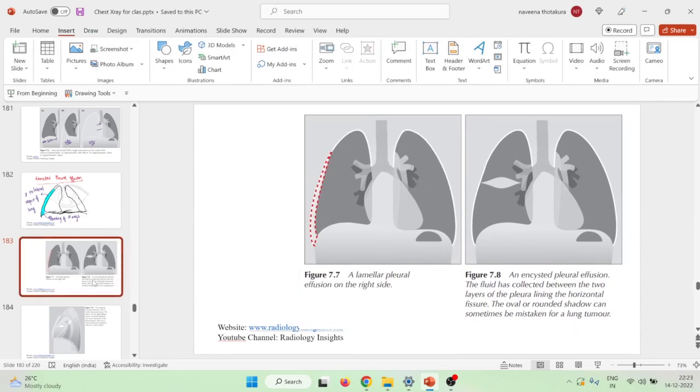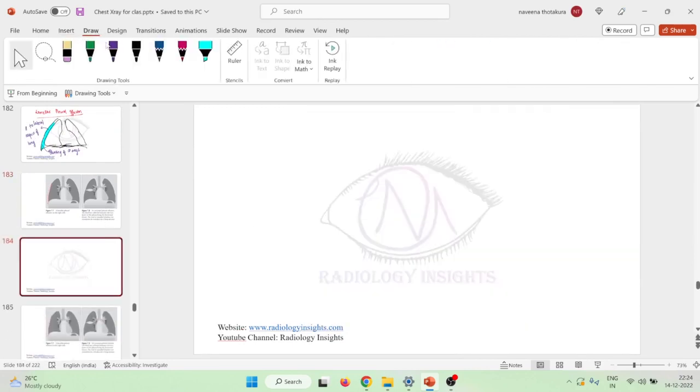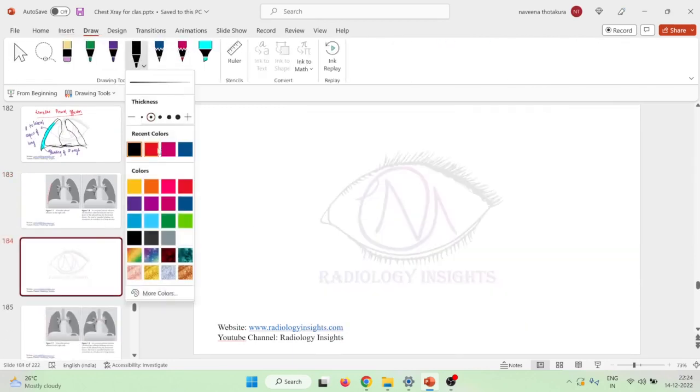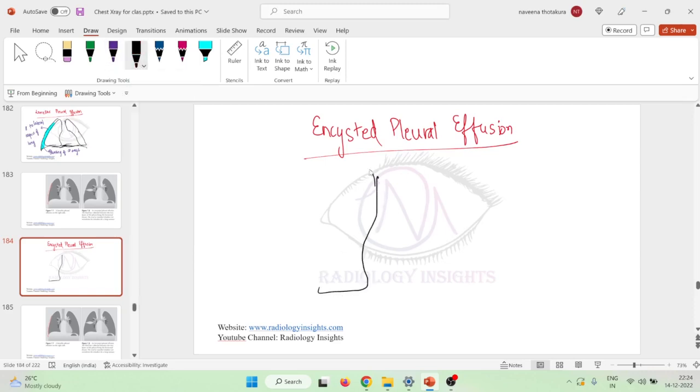Okay. Then we have to see what an encysted pleural effusion is. So let me draw a picture for encysted pleural effusion also. So next, encysted pleural effusion. So we have the lungs. This is the right lung and this is the left lung. Okay, this is the dome of the diaphragm, the cardiac border, and this is the dome of the diaphragm.